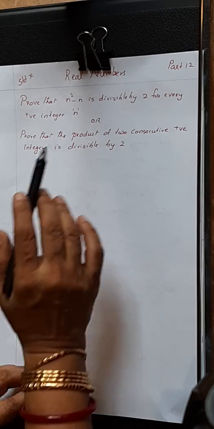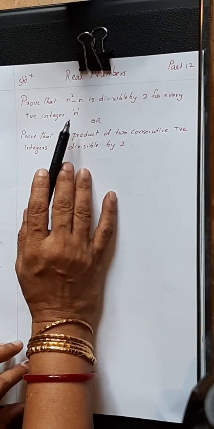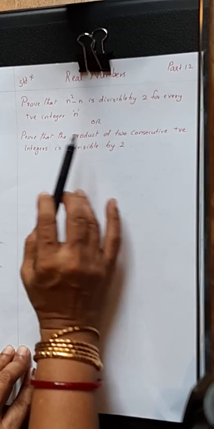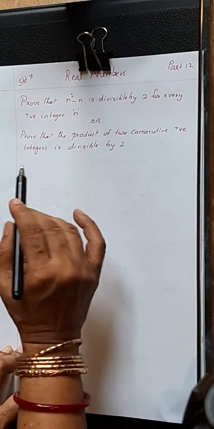We will do some more problems related to the applications of Euclid's division lemma. Prove that n squared minus n is divisible by 2 for every positive integer n, or prove that the product of two consecutive integers is divisible by 2. For both, the method is same.